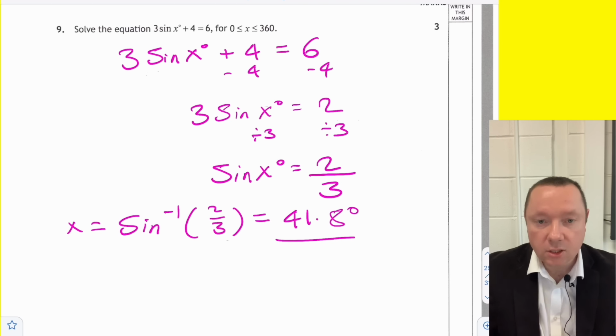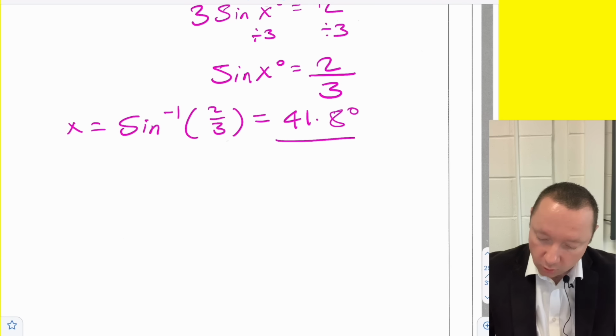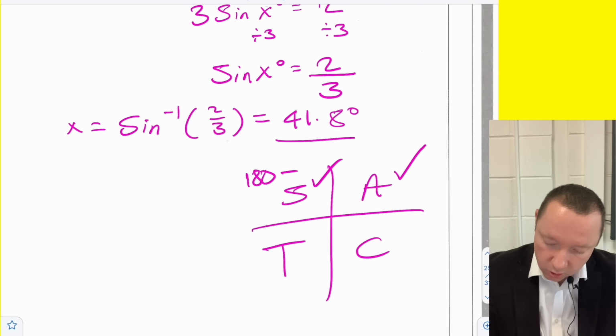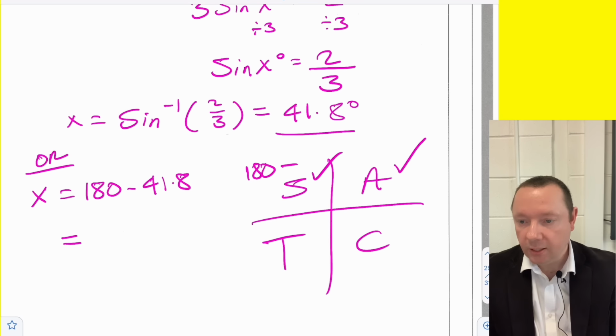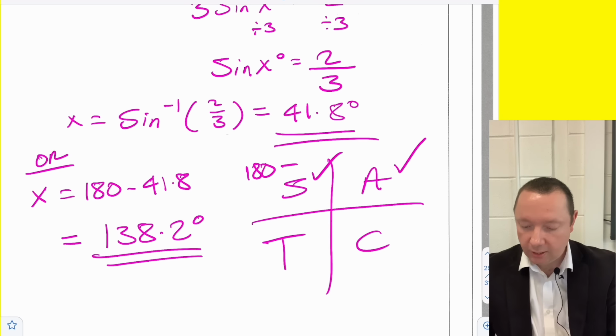But that's one answer. We need more than one answer because it's got up to 360. So at this point, we should draw a CAST diagram. So we've got sine, and it's positive, so it's A and S, and this is 180 minus, remember. So the other answer for x is 180 minus 41.8. 180 minus 41.8 is 138.2 degrees. So there's our second answer and our first answer.